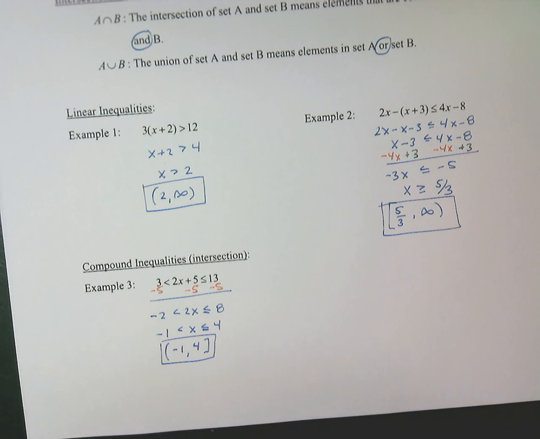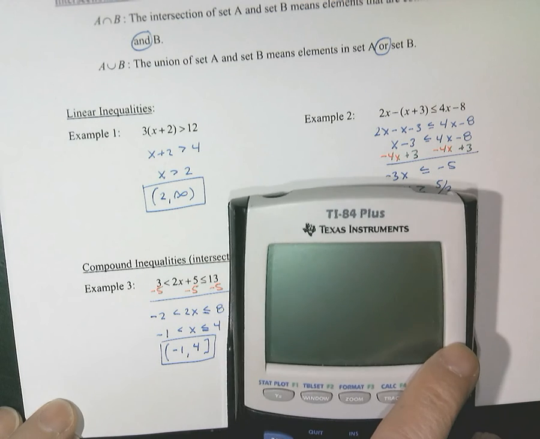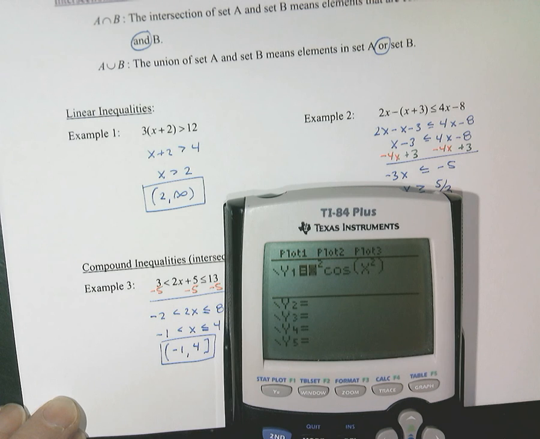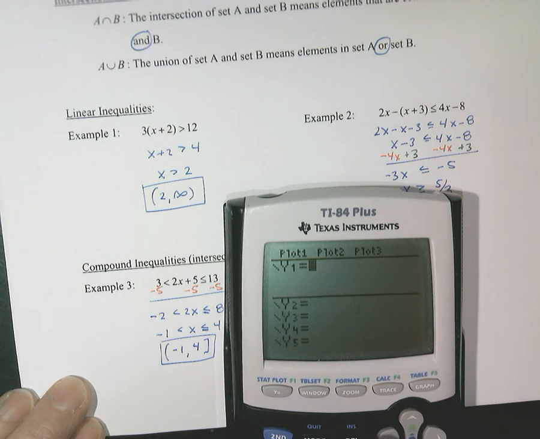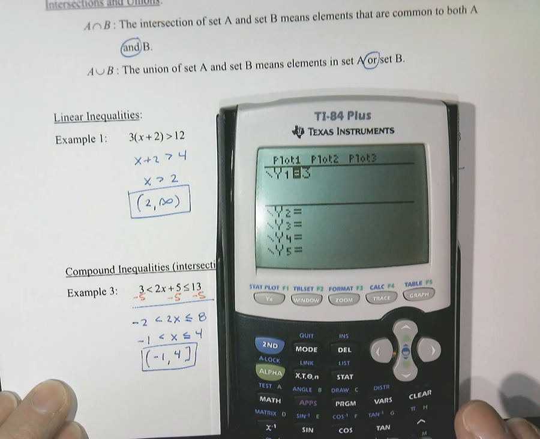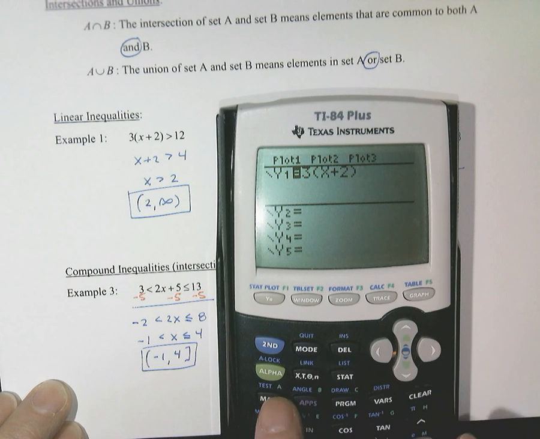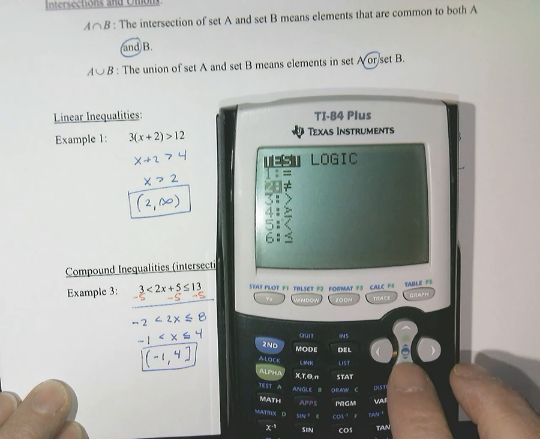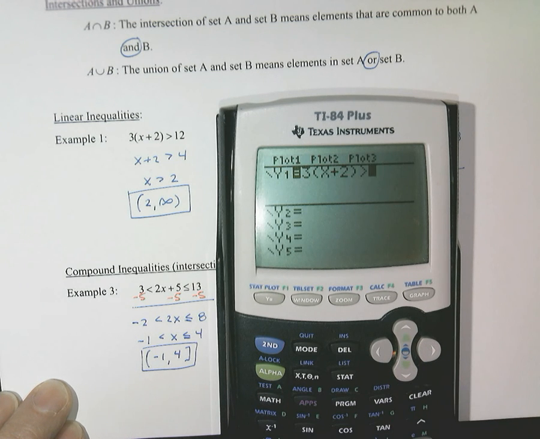And there is a way to check these on the calculator. I'm not sure if you're aware of it. I go to my y equals. And let's look at this first one. 3 parentheses x plus 2. To get the greater than, I do second and math. And the greater than symbol is number 3. And then 12. And the way I check these is I go to the graph of this.